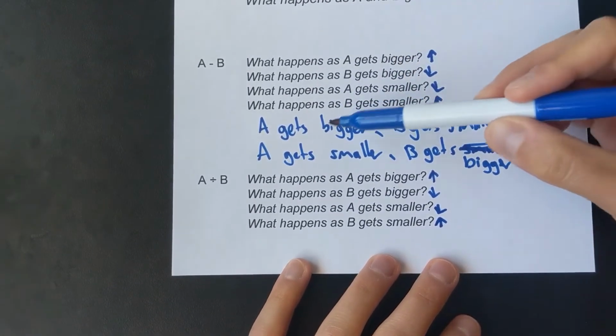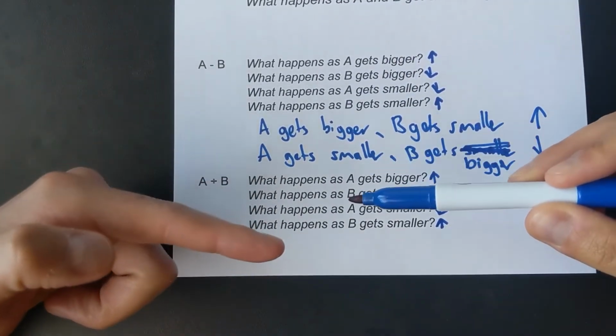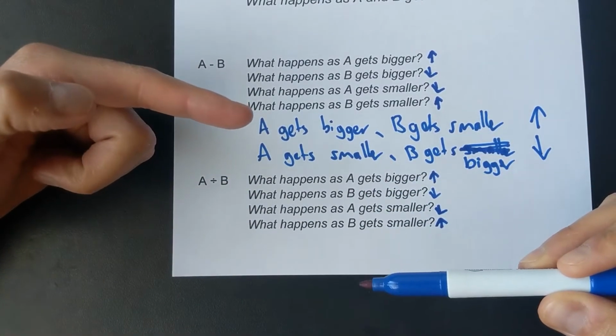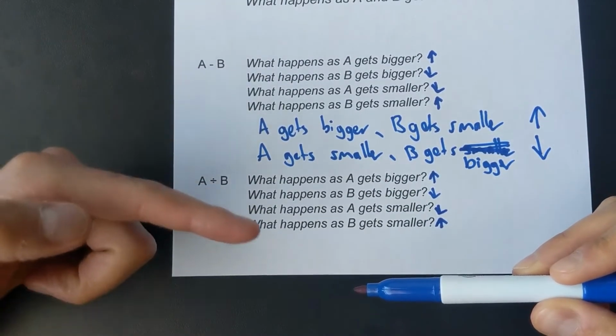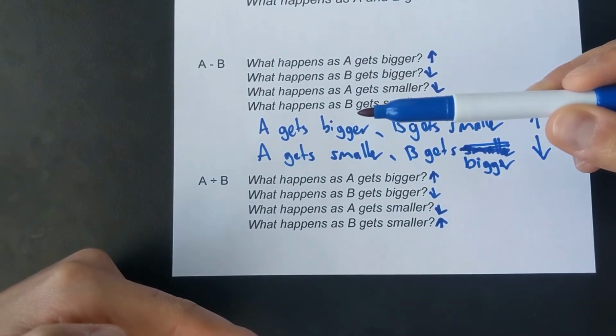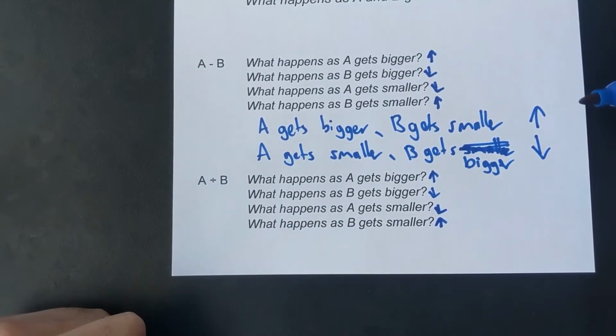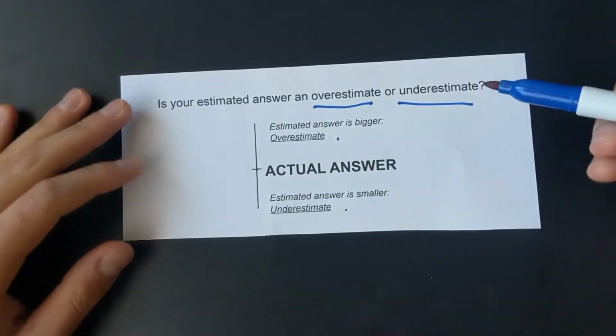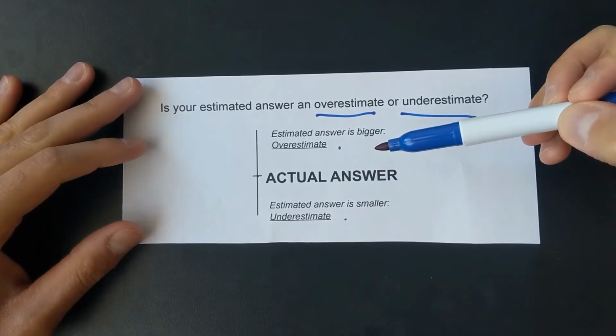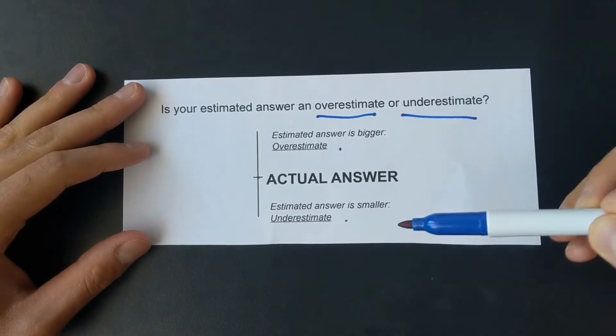So here it's the same idea. They need to change in opposite directions. If A gets bigger and B gets smaller, my answer is going to get bigger overall. And if A gets smaller and B gets bigger, then that's going to be smaller overall. So that is what we need to do to figure out if our estimated answer is going to be an overestimate or an underestimate.